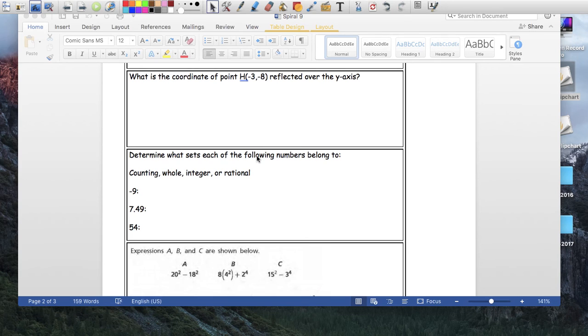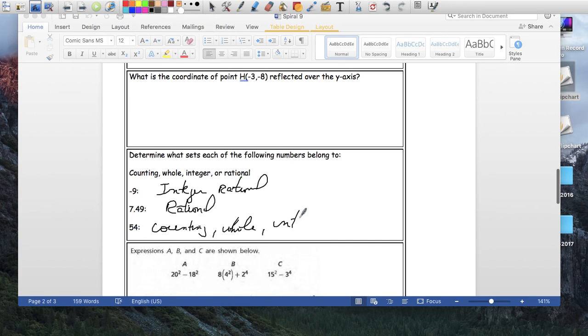What sets do each of the following numbers belong to? Negative 9 is not counting. It's not whole, but it is an integer. And definitely rational. They're all rational. 7.49, it's not counting. It's not a whole number. It's not an integer, but it is rational. And 54 is a counting number. It's a whole number. It's an integer. And it's a rational number.